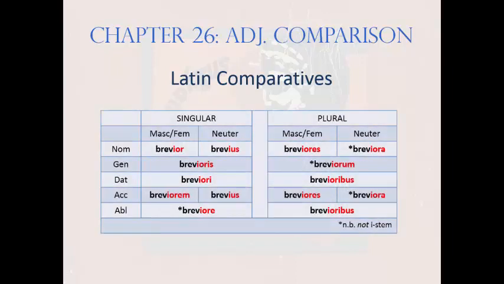And here's an adjective, brevis, fully declined as a comparative adjective. Brevior, brevius, brevioris, breviori, breviorem, brevius, breviore. And in the plural, breviores, breviora, breviorum, brevioribus, breviores, breviora, brevioribus. Again, note the absence of I stem forms.